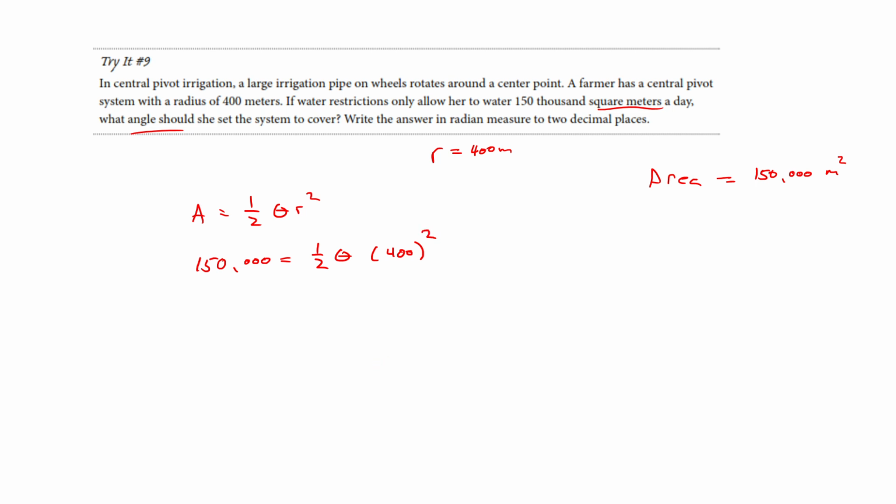Now I'm just going to crunch this on my calculator. I'm going to divide both sides by 2, and I'm going to get 300,000. I'm going to divide by 400 squared. And I get theta is 1.875. So that's 1.875 radians. That is the measure of the angle that she could cover in order to do this 150,000 square meters.